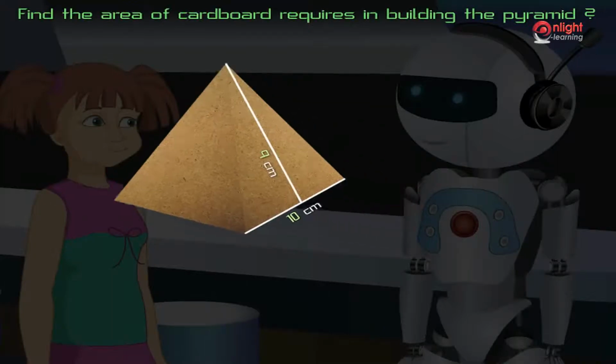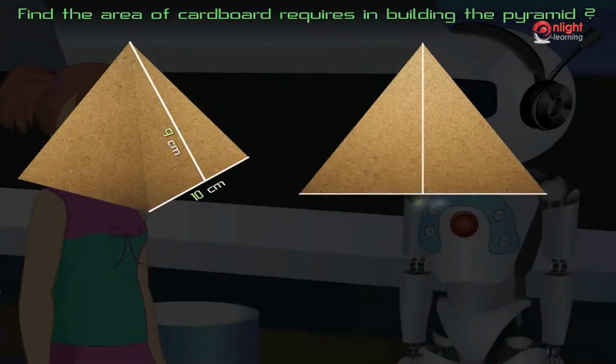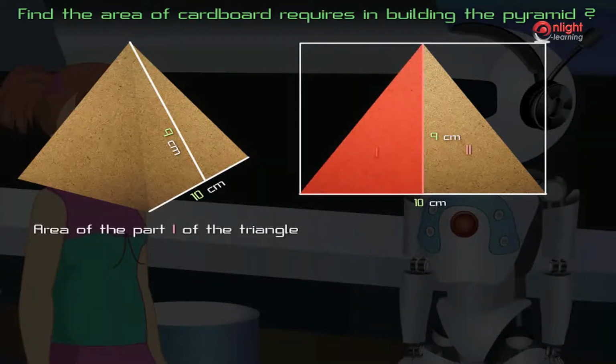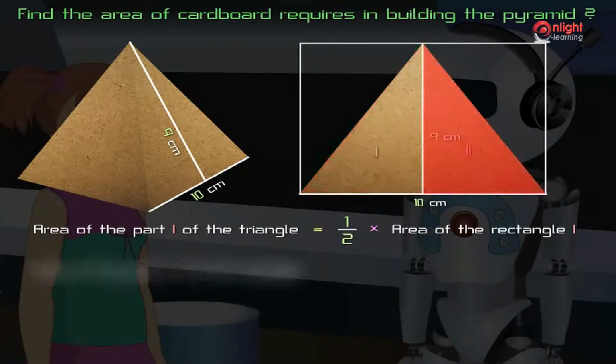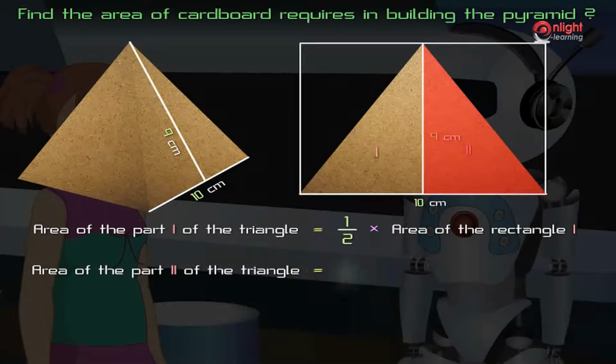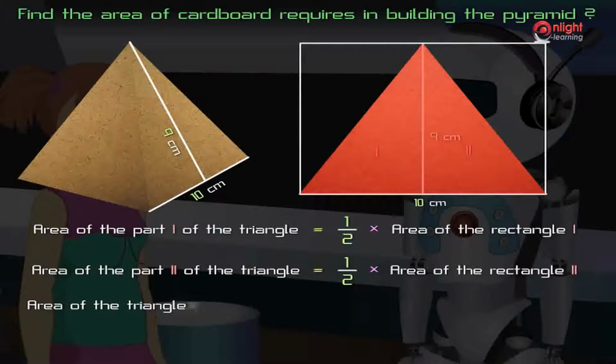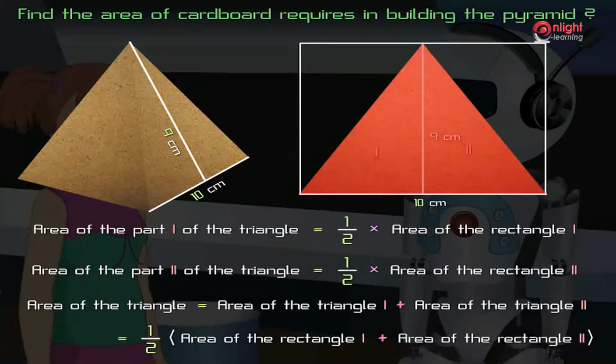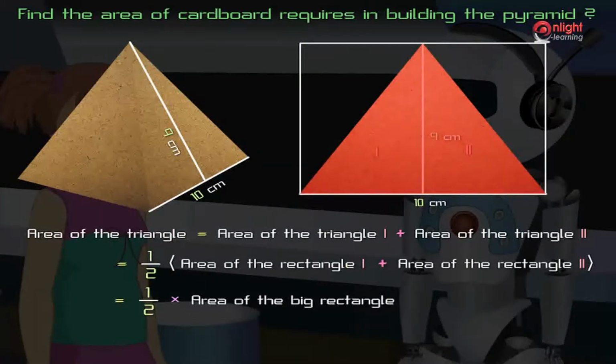We are required to find the area of the triangle. The triangle is first enveloped in a rectangle as shown in the figure. The rectangle is then divided into 2 parts as shown in the figure. The area of part 1 of the triangle is equal to half the area of rectangle 1, and the area of part 2 of the triangle is equal to half the area of rectangle 2. Hence, area of triangle is equal to sum of part 1 and part 2, which is equal to half the sum of areas of rectangle 1 and rectangle 2, which is equal to half the area of the big rectangle.